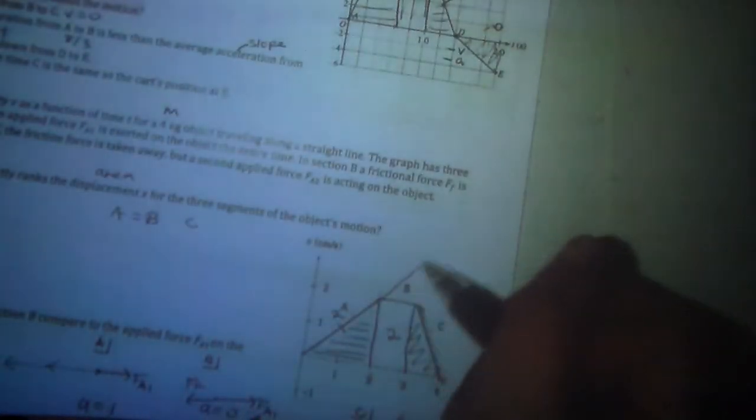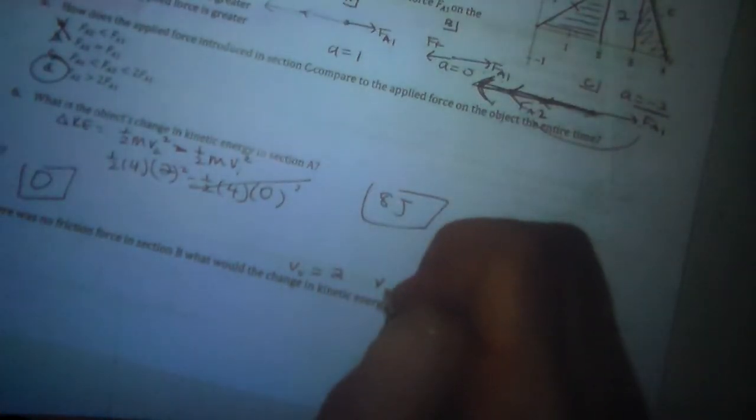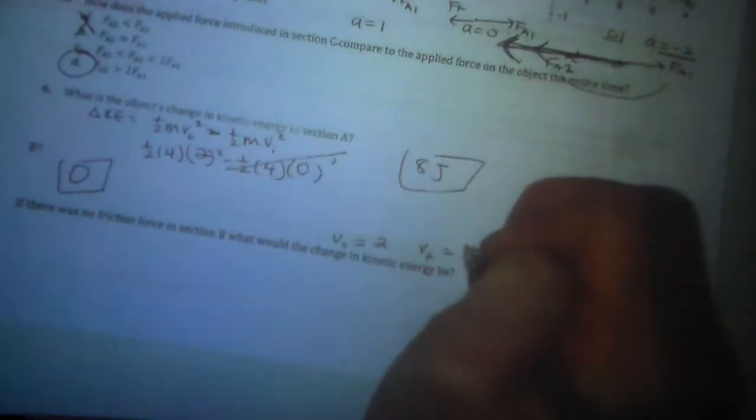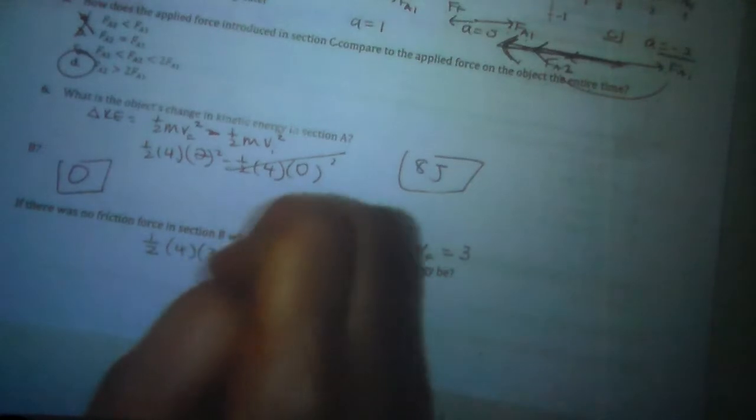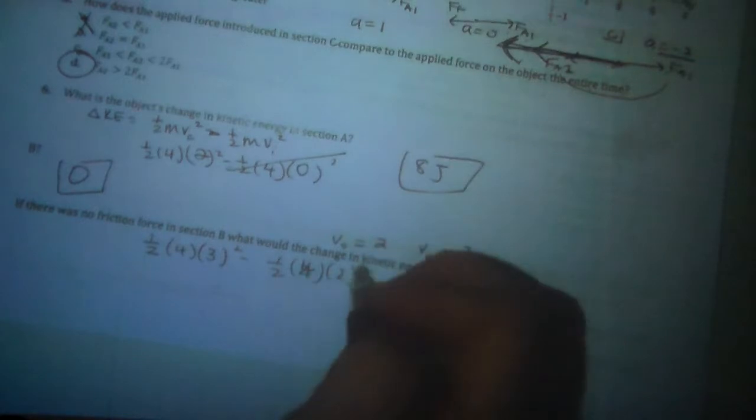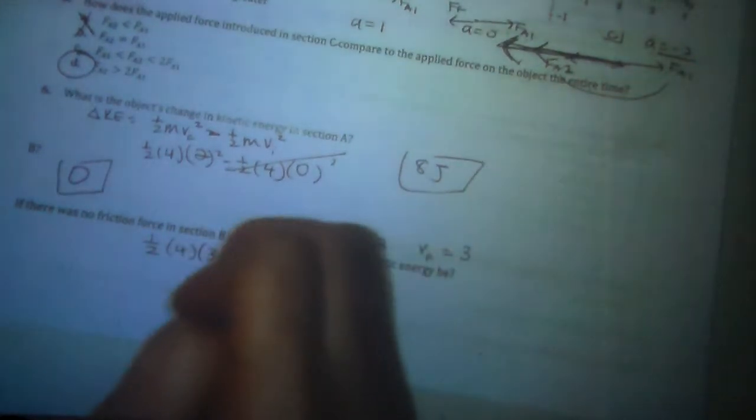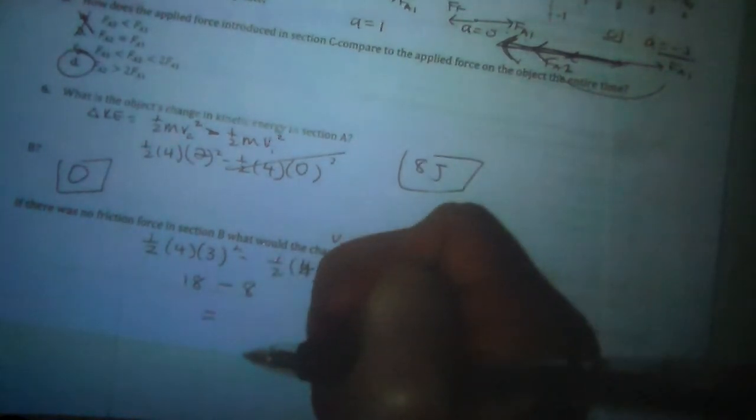If there was no friction, A would have continued like it was going. This had a slope of 1, so I'm at 2 right here. If I go over 1 more, I would end at 3. So my initial velocity would be the 2, but my final velocity, if I took away that friction, would have kept going and would have been at 3. So then I do my change in kinetic: 1/2 times 4 times 3 squared is 18, minus 8, which is 10 joules.